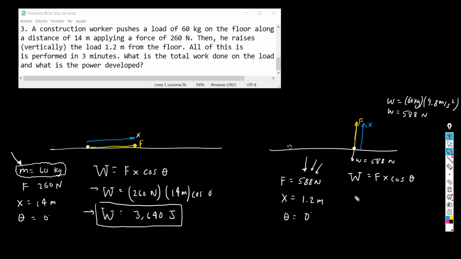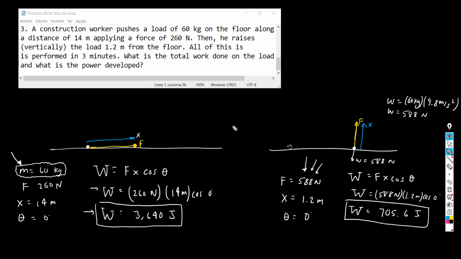Okay, so that's it, guys. We can find the work now. So work is going to be equal to 588 newtons times the displacement, which is 1.2 meters, times the cosine of the angle, which is 0 degrees. Let's calculate all of this, and we should get 705.6 joules. There you go, guys.